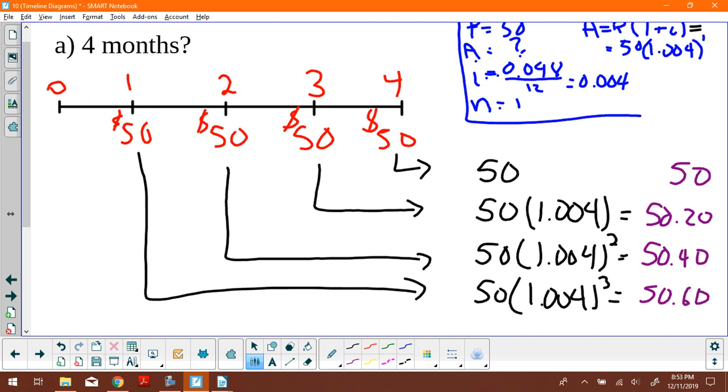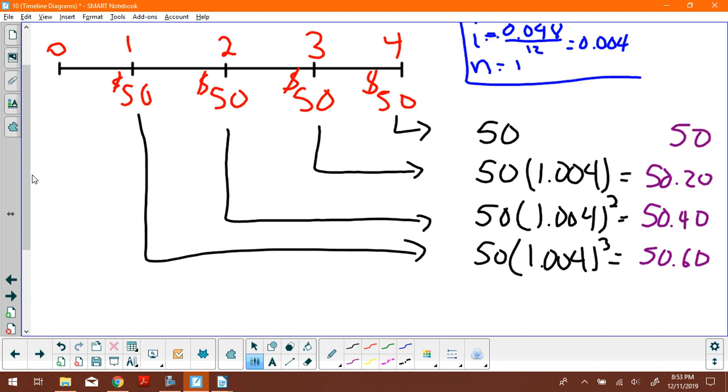Okay, and again, there are more decimal places there. It's like 50.6024, but it still doesn't round off to an extra penny yet. Okay, so totaling that up, from our cents we've got $1.20 there. So this is going to be $201.20, and that's the total worth at the end of 4 months. Okay, great. So that was for 4 months.